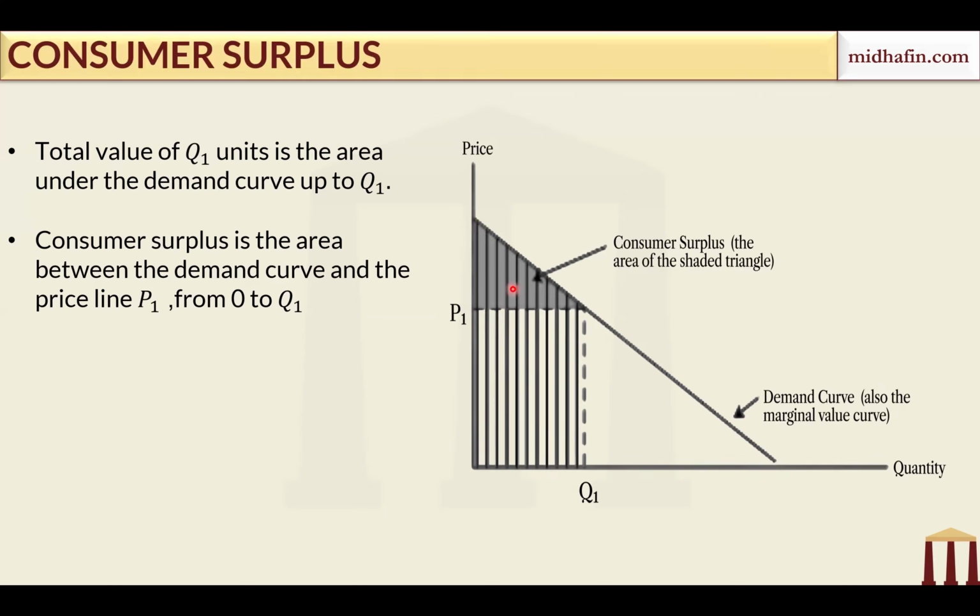So you can say everything above this price line, but below the demand curve, up to Q1 is the consumer surplus. Okay, so this shaded triangle region shows the extra value that consumers are enjoying because the price for many units was lower than what they were willing to pay.